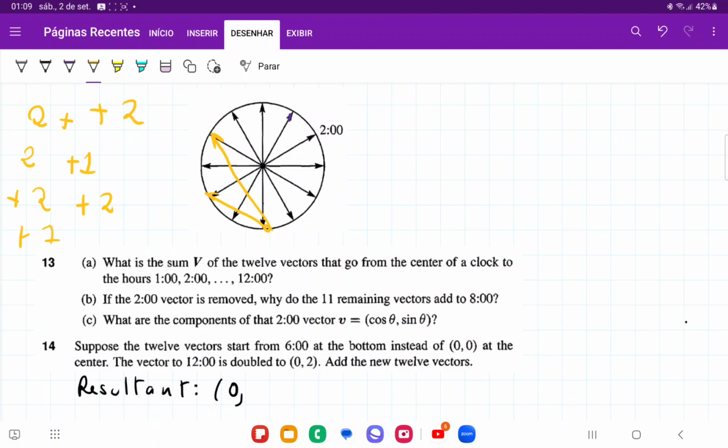So we can see that the total vertical height that they're going to have is going to be 2 plus 2 plus 2 plus 2 plus 2 plus 1 plus 1, so that's going to give us 12. So the resultant is 0, 12.